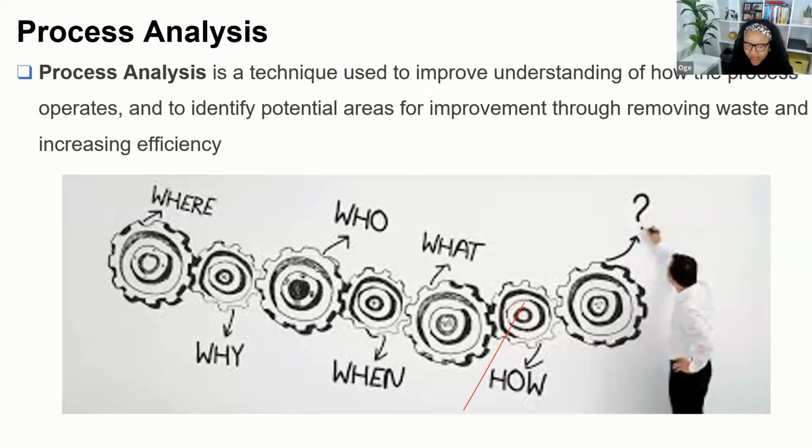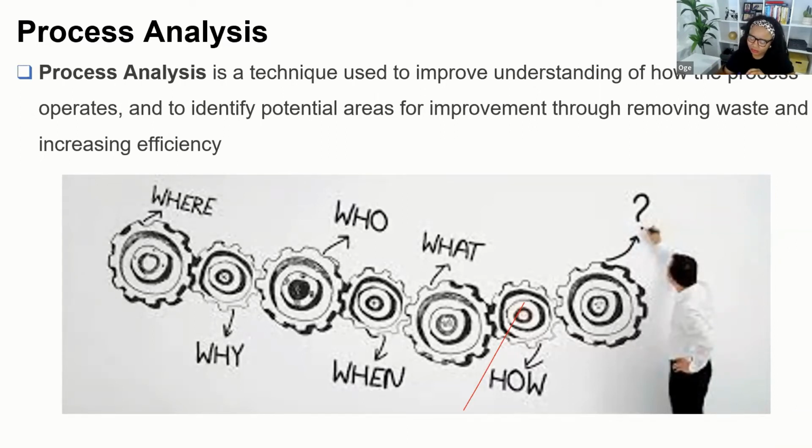Where is this process performed? Why do we perform this process? What's the objective? What's the goal? Who are the people? Who are the stakeholders involved in performing this? What are the resources they use? What are the input, the output, the documents, the data they use in performing their processes? Is there a particular time of the day this process is specifically performed? Those are the kind of questions you're asking when you are doing process analysis.